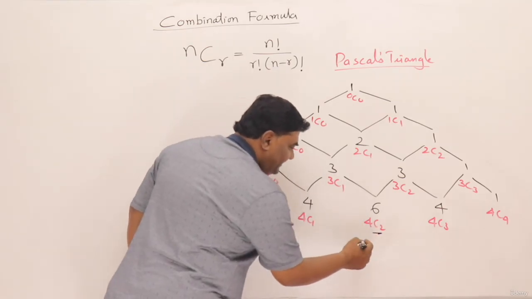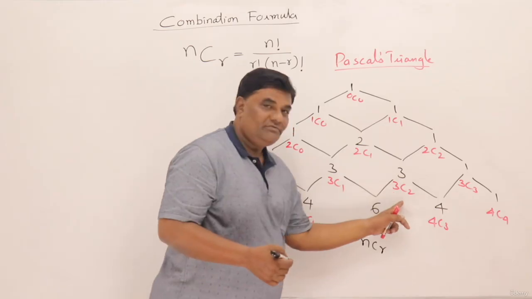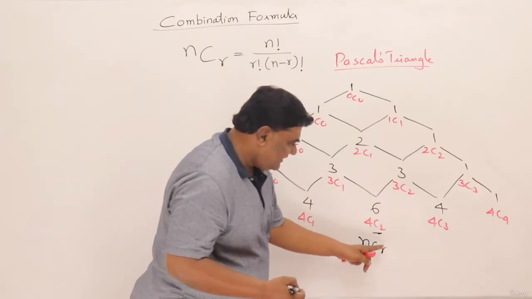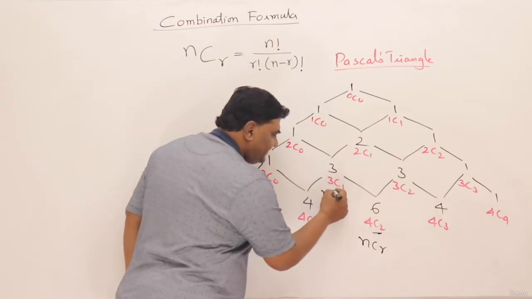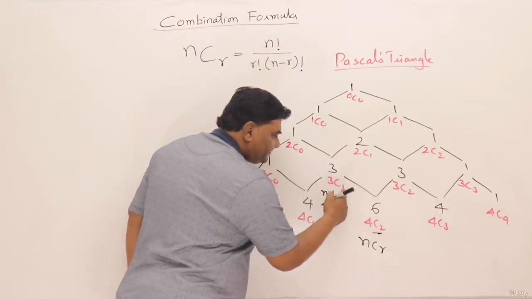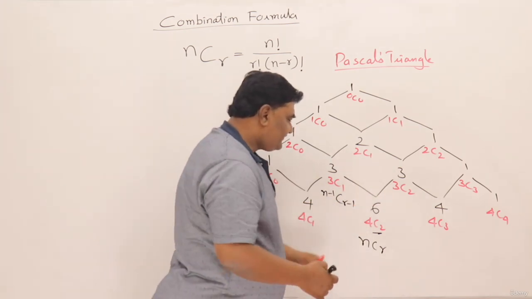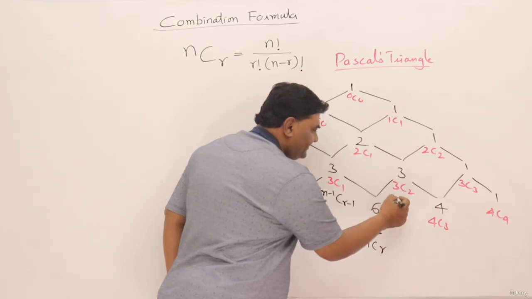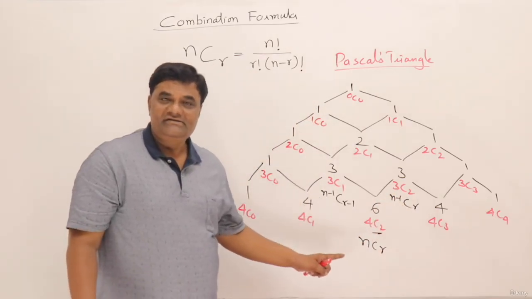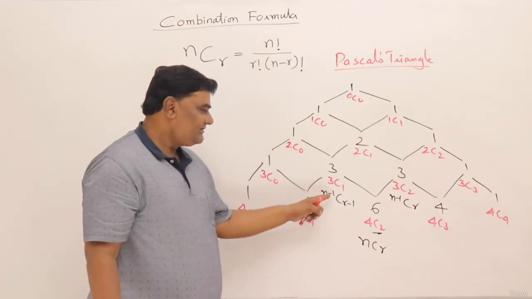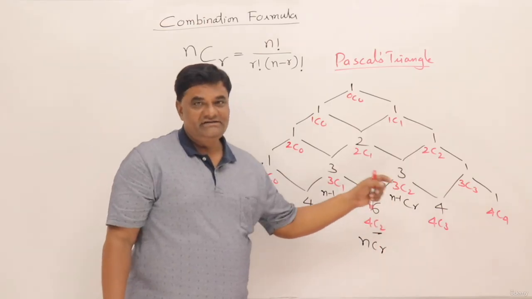If I call this value nCr, this value is obtained by adding these two. If n is 4 and r is 2, then what is this? 3, 1. So this is n minus 1. See, r is 2, so it is 1 here. So this is r minus 1. And the other value is this one. So this is n minus 1. See, r is as it is. So any nCr value can be obtained by adding n minus 1 C r minus 1 with n minus 1 C r.